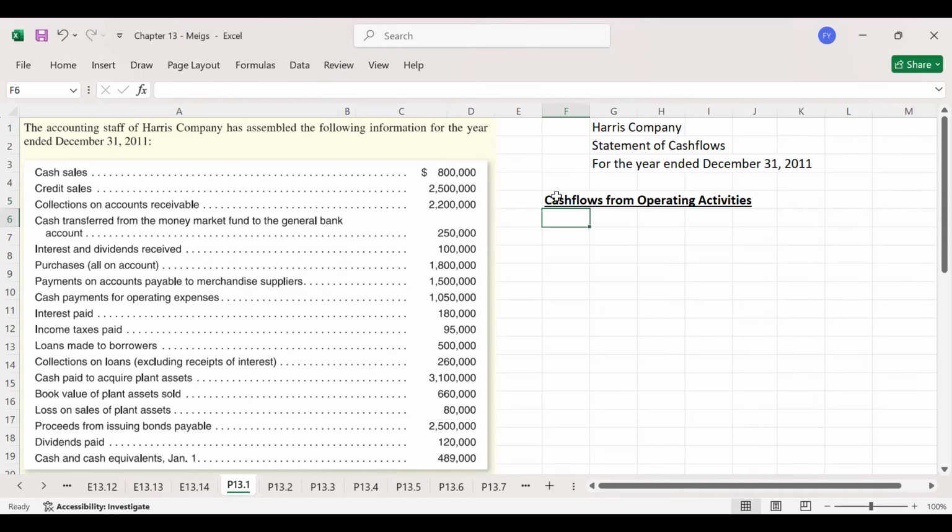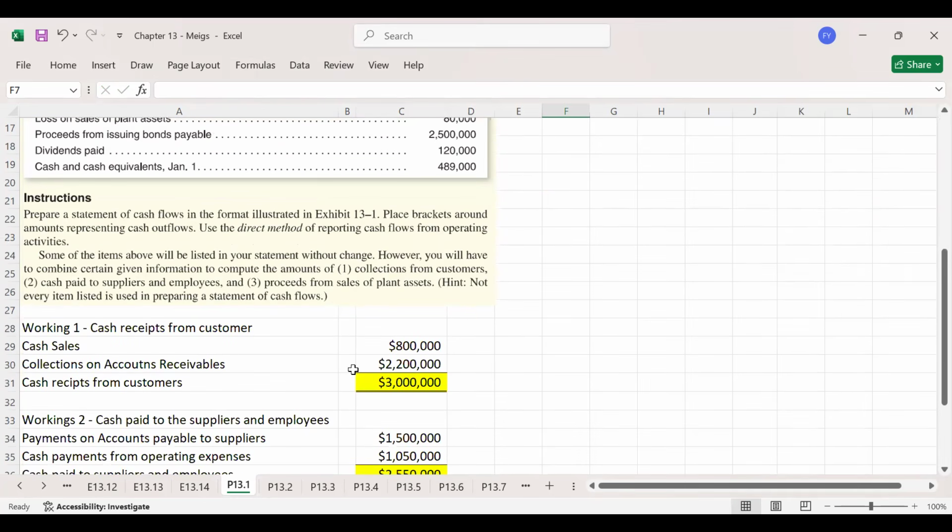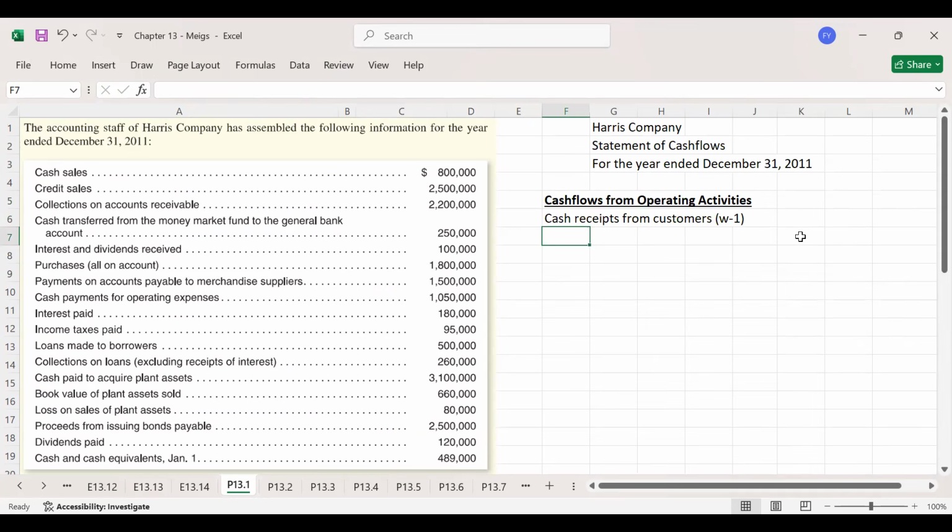Then first of all we represent all inflows and then all outflows. The first one is cash receipts from customers, and we have working one for this calculation. You can see the total amount is 3 million for cash receipts from customers, and we present it in the inner column.